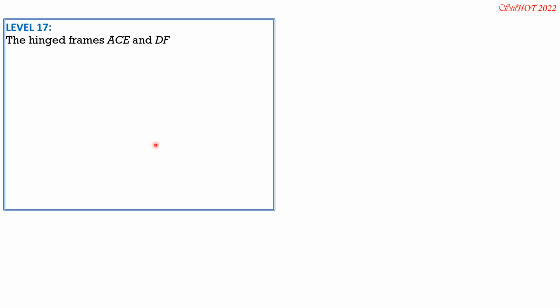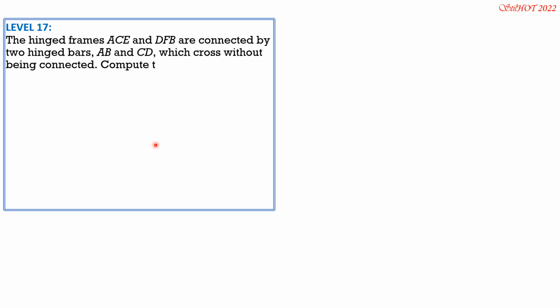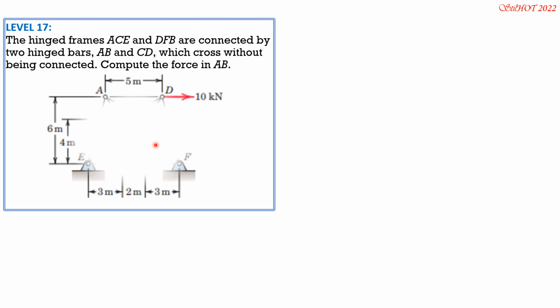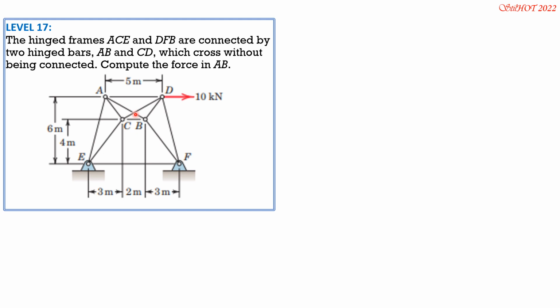The hinge frames ACE and DFB are connected by two hinge bars AB and CD which cross without being connected. Compute the force in AB. So meaning to say, this is not a pin, so they just cross, but they are not connected. This is not a joint. So the base is indeterminate, but we can still manage to solve this.